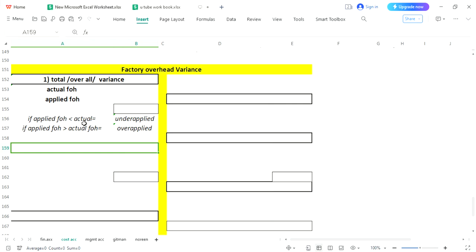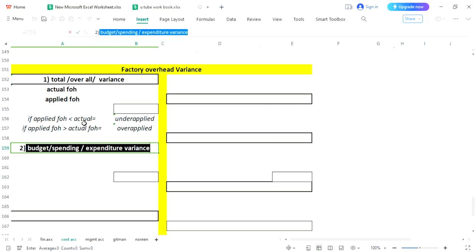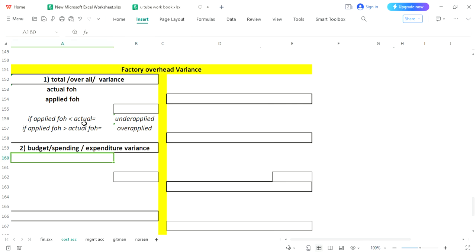Secondly, we will call budget variance. Budget variance is also called spending variance and expenditure variance. It's a relationship between budget and actual FH. So you will write budget FH over here and then actual FH over here. You will calculate the variance: the difference between budget and actual would be considered as variance. Next step is to conclude by focusing upon actual.